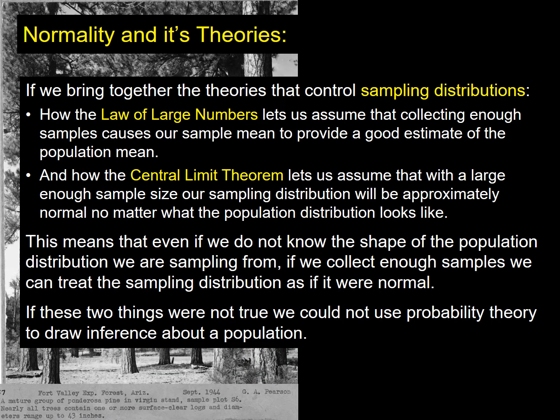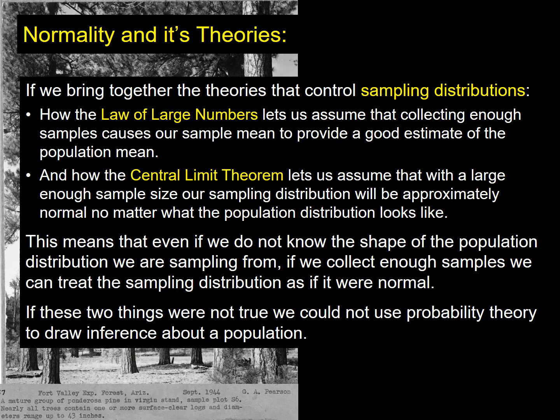Let us take a moment to refresh how these theories control our sampling distributions. First, the law of large numbers allows us to assume that by collecting enough samples, our sample mean will provide a good estimate of the population mean. And second, the central limit theorem allows us to assume that a large enough sample provides us a sampling distribution that will be approximately normal no matter what the population distribution looks like.